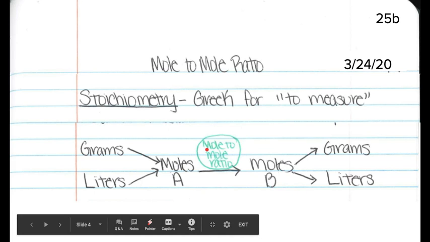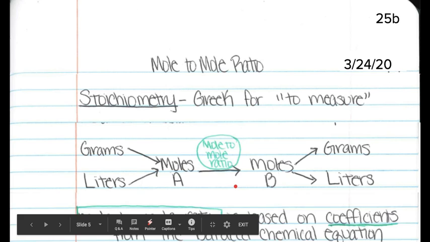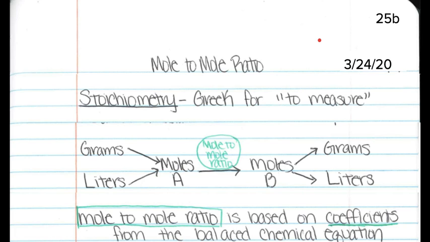The way that you're going to get there is you're going to use what we're talking about today, which is the mole-to-mole ratio. So what does the mole-to-mole ratio look like? The mole-to-mole ratio is based on coefficients from the balanced chemical equation. And I'm using green here, and you can probably tell that when I do the math, I'm going to continue to use green where I'm using mole-to-mole ratios. Where am I going to get those mole-to-mole ratios? I'm going to look at the coefficients from the balanced chemical equation.